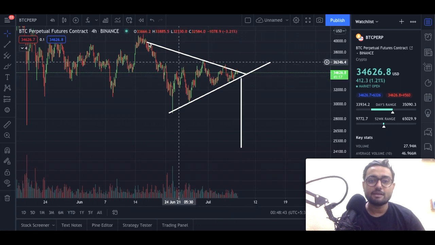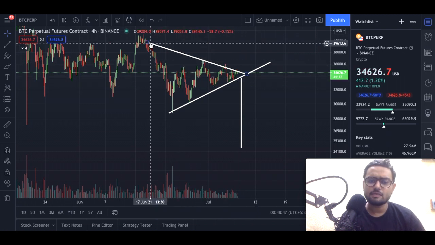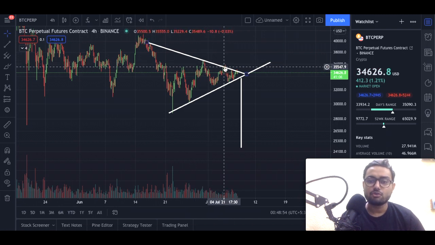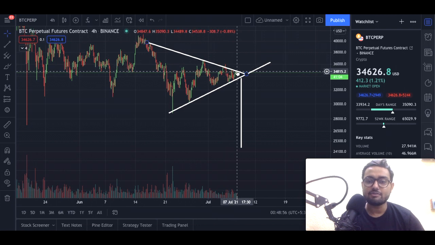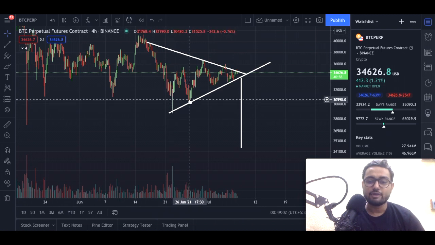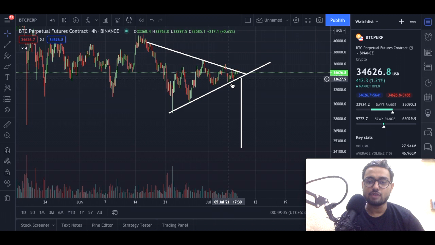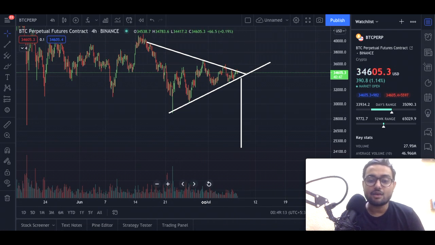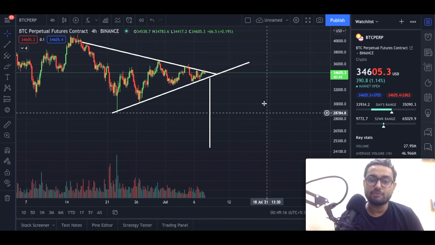So we have multiple touch points on the top level on 17th of June. Then we again touched the top level at around 29th of June. We reached the top level on 4th of July and we touched it again on 7th of July. As well as on the downside, we have multiple touch points on 22nd June, on 26th June, on about 5th of July, and of course on 7th or 6th of July as well. Now this symmetrical triangle is going to break out and it will be a massive trade opportunity for us going forward.